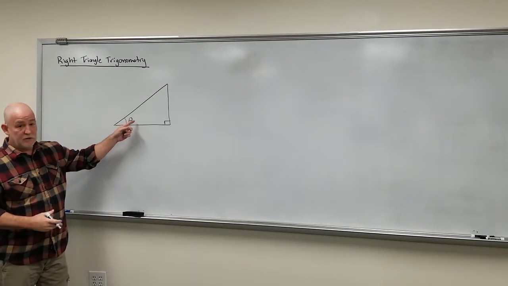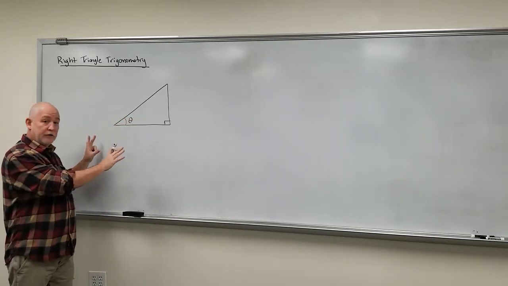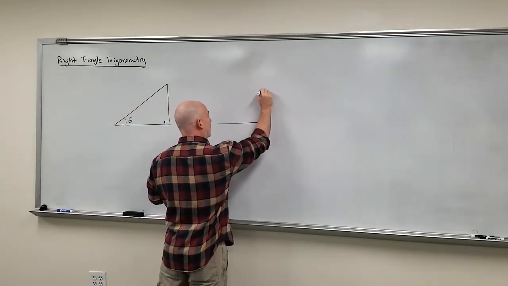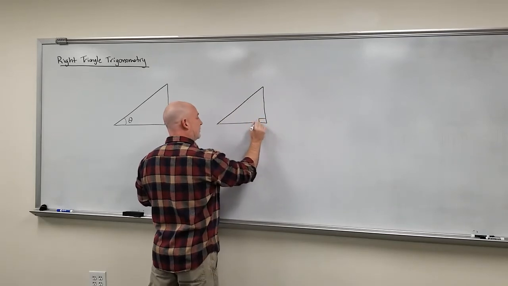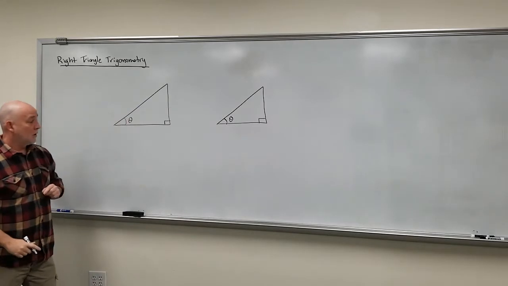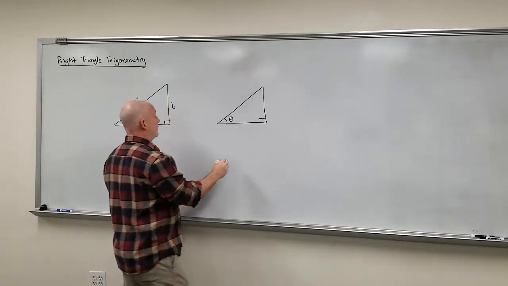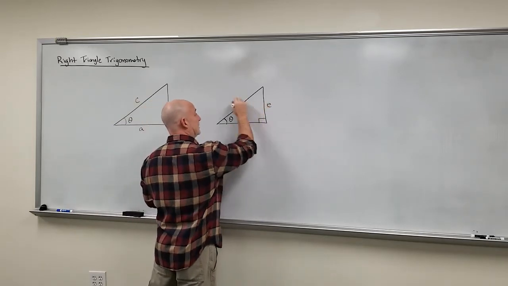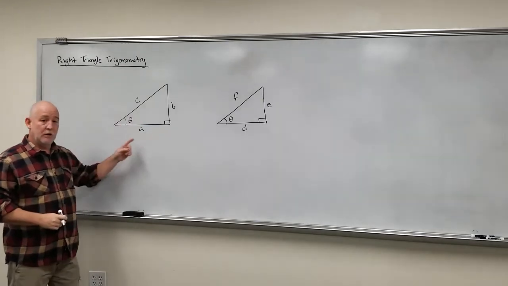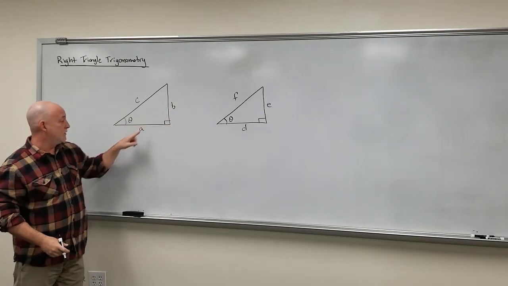Well, there's something really interesting about right triangles. If we call this angle, any angle, theta, as long as I draw the same angles in a triangle, it doesn't matter how big it is. Let's make one a little bit smaller. It's still a right triangle, and this angle is exactly the same as this angle. If I were to label these sides A, B, C, and D, E, F, something really interesting happens. If we do the ratio of some sides, and ratio just means the fraction of, so let's say we do the ratio of B divided by A.